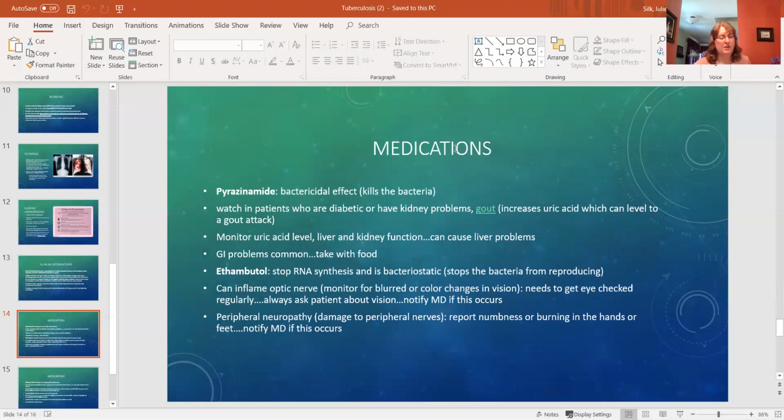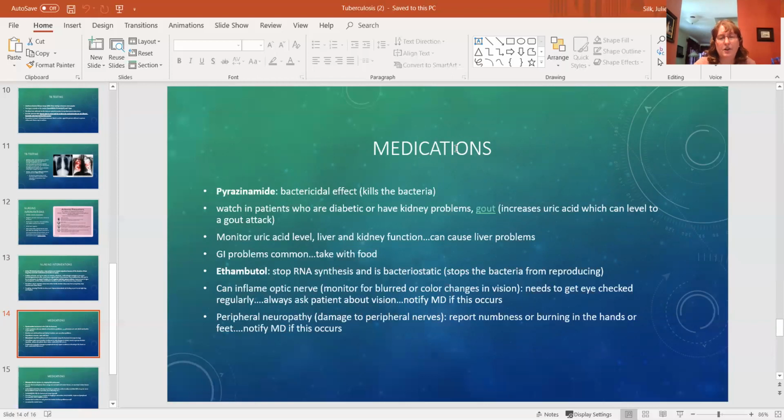So treatment for this is typically 6 to 9 months. You'll see a slight difference in certain books, and maybe it's a little bit longer. It just varies. Typically there are 4 different antibiotics that we have to choose from for TB, and I'm going to go over those real quick.